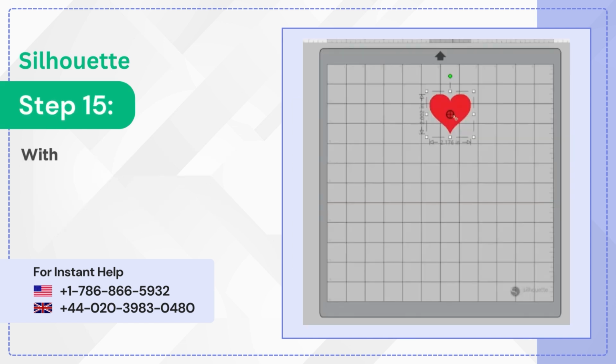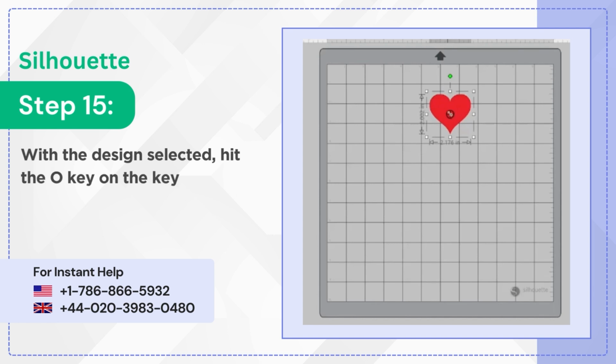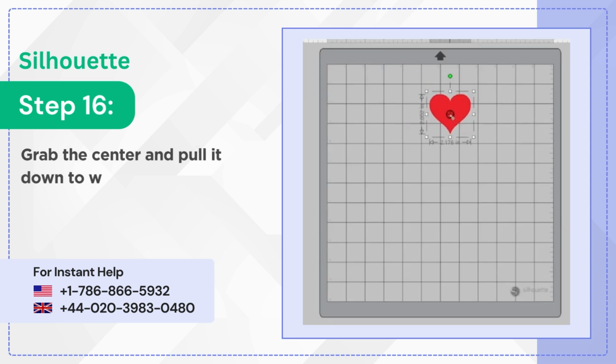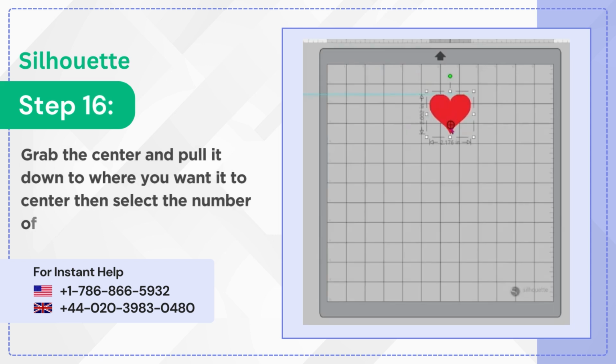Step 15. With the design selected, hit the O key on the keyboard to bring up the center of rotation. Step 16. Grab the center and pull it down to where you want it to center, then select the number of copies you want.